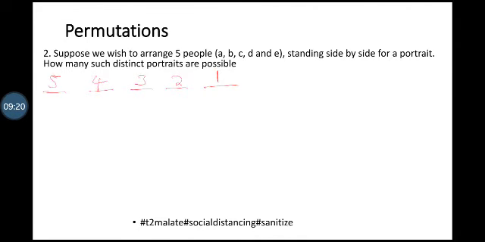So by the fundamental principle of counting, the total number of distinct outcomes that can come from arranging 5 people side by side is simply the product of these possibilities: 5 times 4 times 3 times 2 and times 1, which is equal to 5 times 4, which is 20, and 3 times 2 is 6. So 20 times 6 is equal to 120.